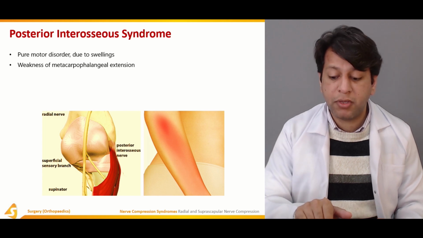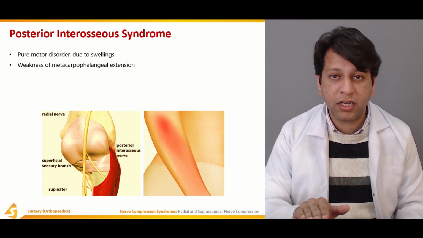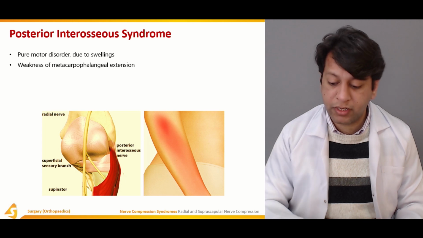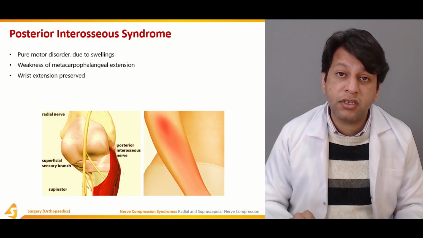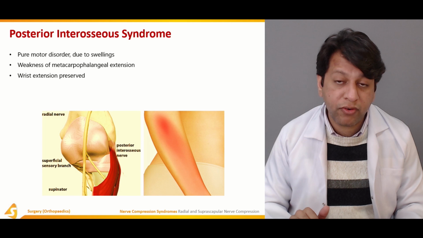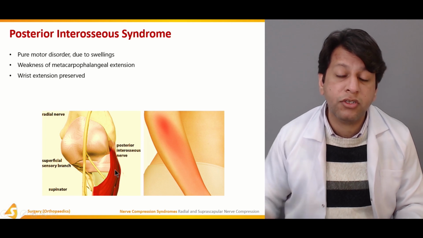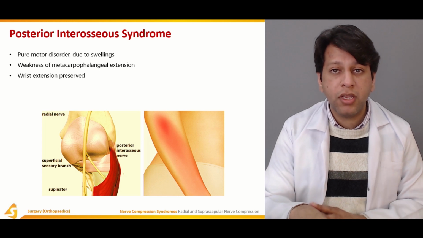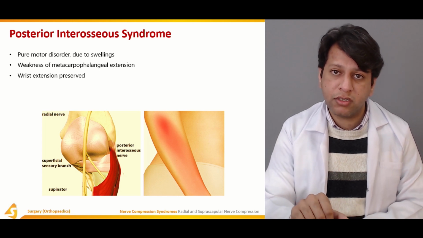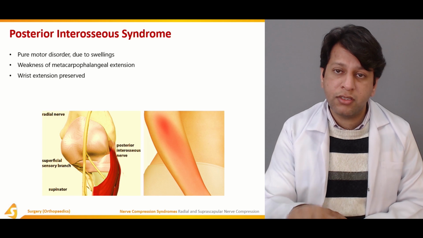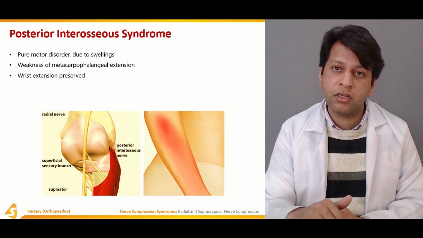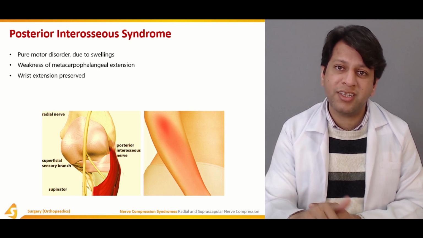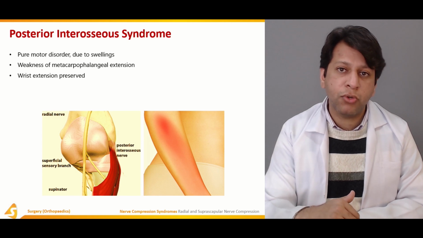Therefore, the patient will be either unable to extend the metacarpophalangeal joint, or there will be weakness of it. Wrist extension will, however, be preserved. Why? Because it has already given a branch to the extensor carpi radialis longus. But with a PIN injury, when the patient does wrist extension, there will also be radial deviation. This radial deviation is because the extensor carpi radialis longus is not only extending the wrist, it is also radially pulling it.